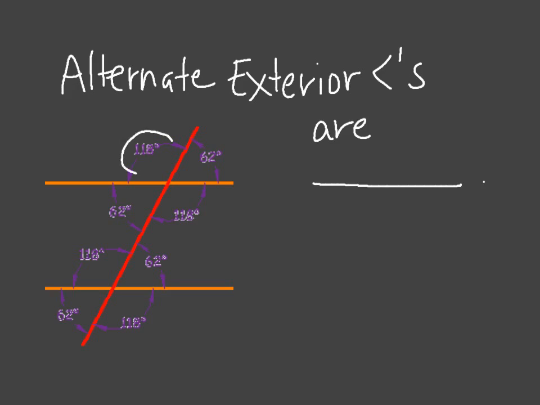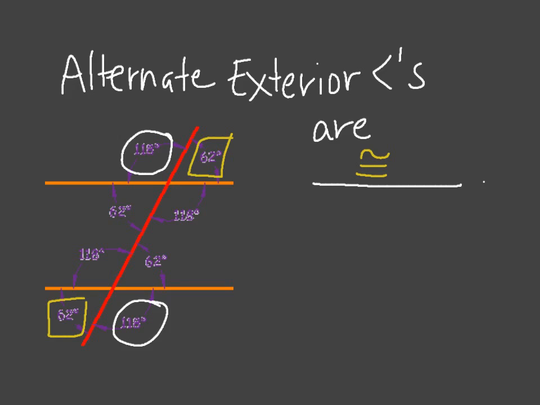If we look at the alternate exteriors, we have 118 and 118, and then we also have 62 and 62. In those positions, what do you notice about their measurements? They are equal. So the rule is alternate exterior angles are congruent or equal. No matter what one of their measurements is, the other one has to be the same. Alternate exterior angles are equal.